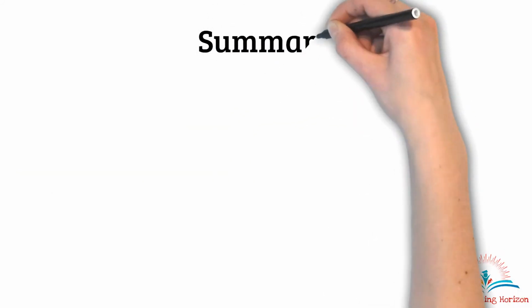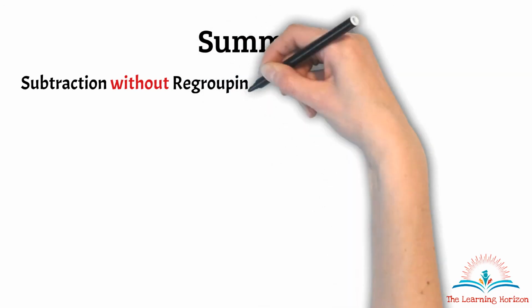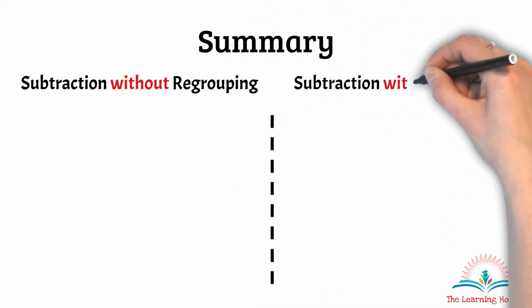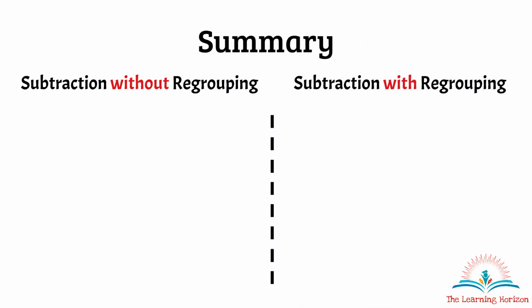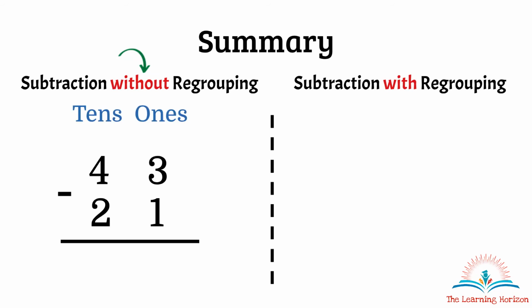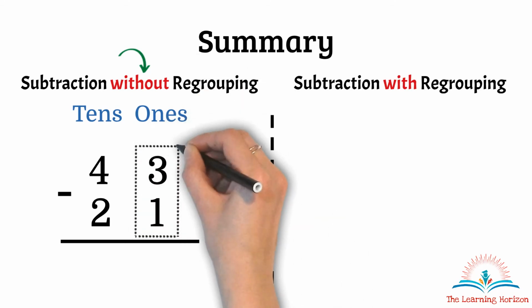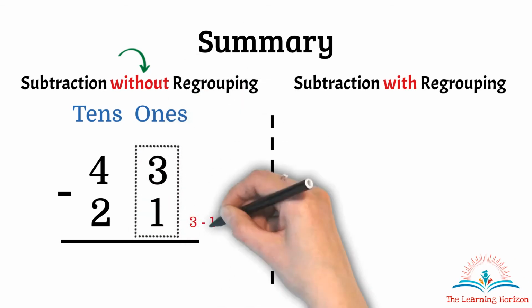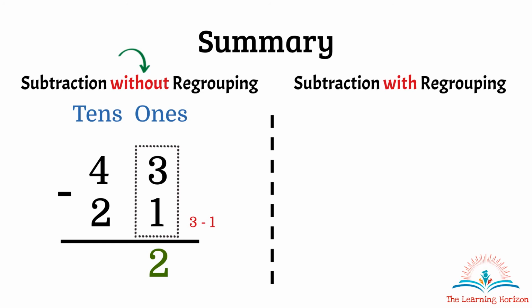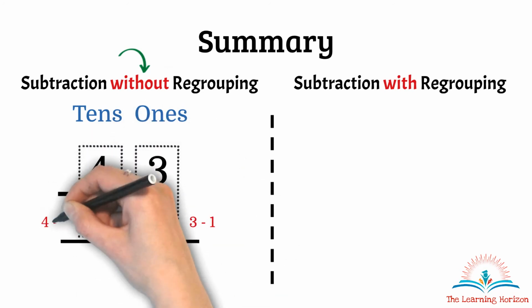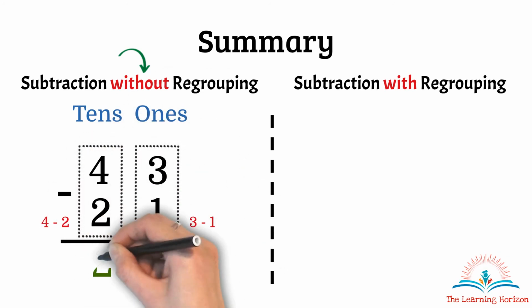To summarize, we looked into subtraction without regrouping and subtraction with regrouping. In subtraction without regrouping, we do not need to borrow or regroup since we have enough numbers to subtract. For example, 43 minus 21. We will first subtract the ones, that is 3 minus 1 is equal to 2, and then the tens, that is 4 minus 2 is equal to 2.